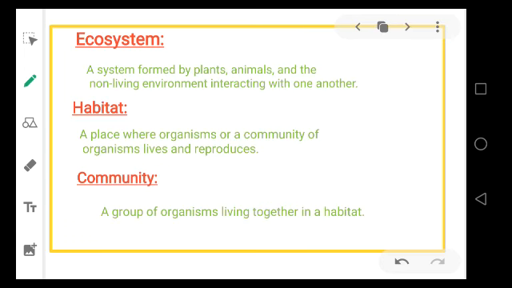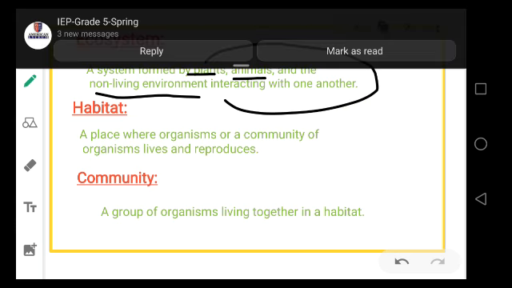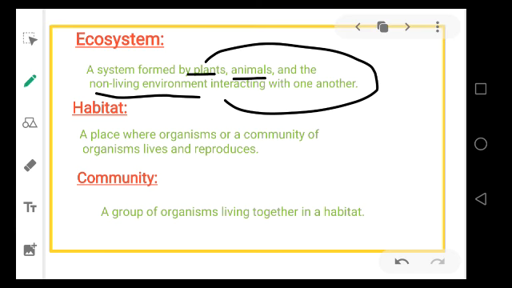Coming towards ecosystem, what is ecosystem? A system formed by plants, animals, and the non-living environment interacting with one another, okay? So when all three things interact with one another, they form an ecosystem. And coming towards habitat, habitat is a place where organisms or a community of organisms live or reproduce, okay? You can also call habitat a home, a home for the living organism where they live. Habitat is another word for home, for where organisms live.